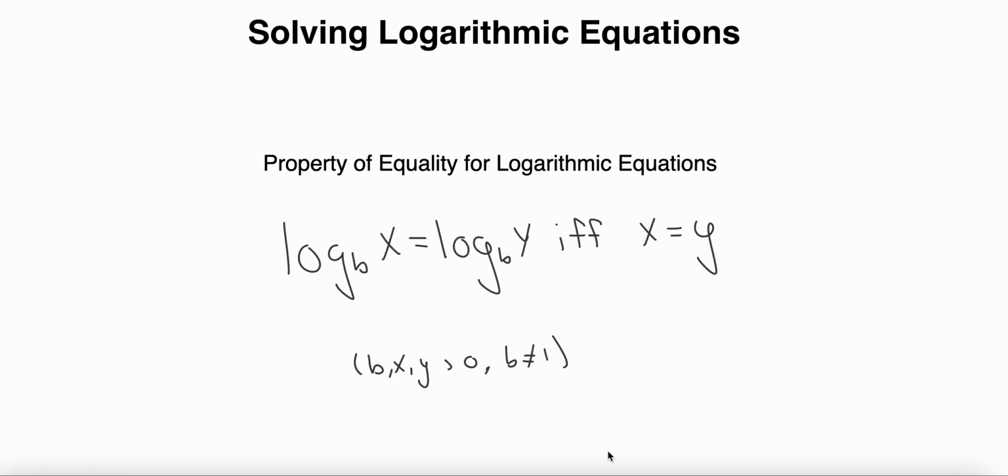In today's video, we're going to be going over solving logarithmic equations. And to do this, we're going to be utilizing the property of equality for logarithmic equations, which is stated as follows. Log base b of x equals log base b of y if and only if x equals y. And we have the restrictions that b, x, and y must be greater than 0, and b cannot equal 1.